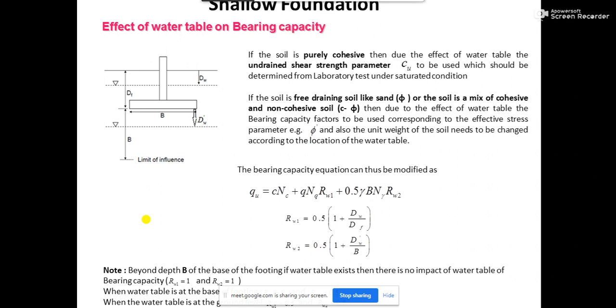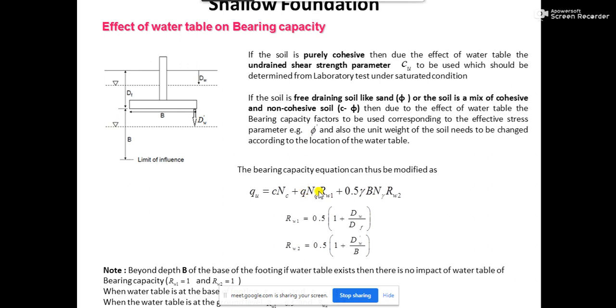Now next, suppose during the rainy season or any season, the water table is above this limit of influence. So the limit of influence is here. Now let's say the water table is rising up, and somewhere the water table is present over here. Then you see there are two factors in this bearing capacity equation.